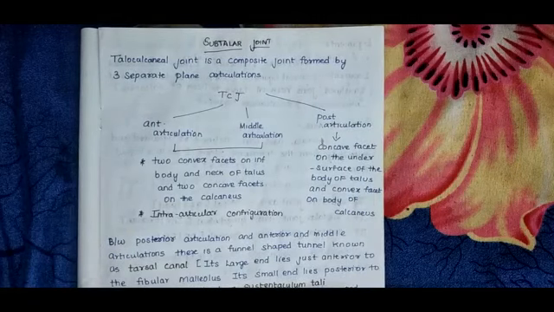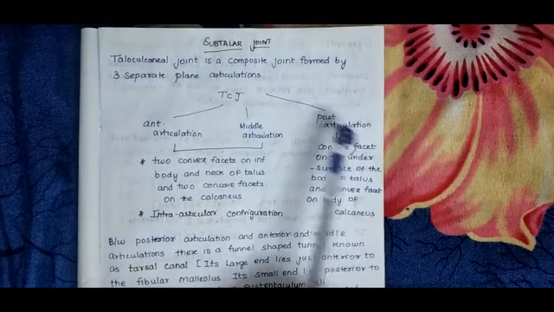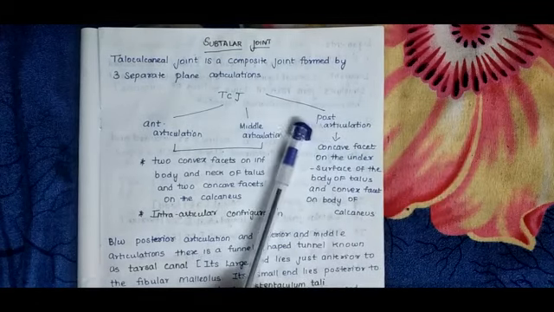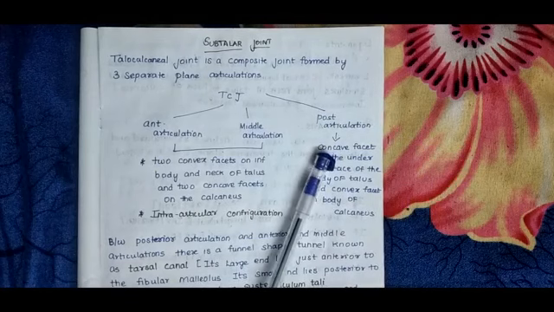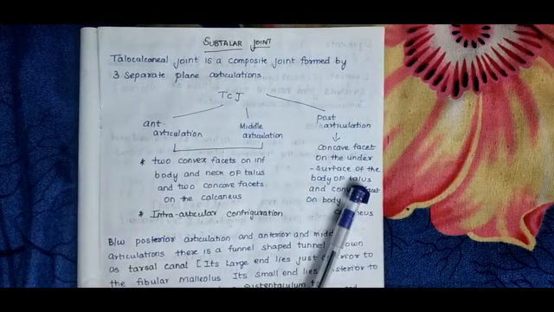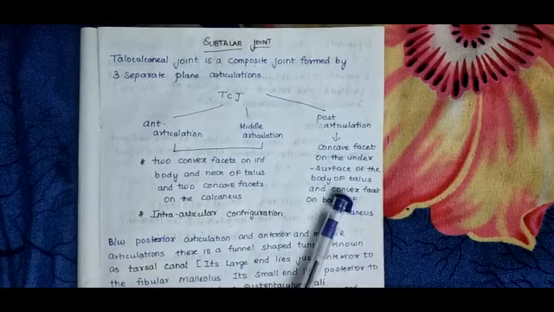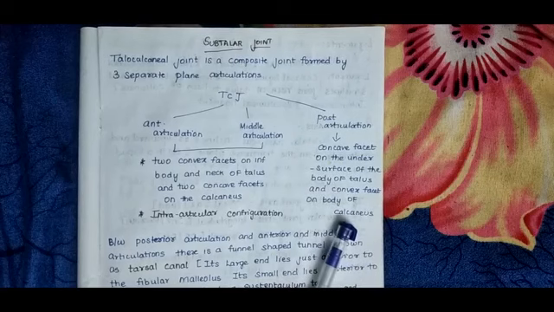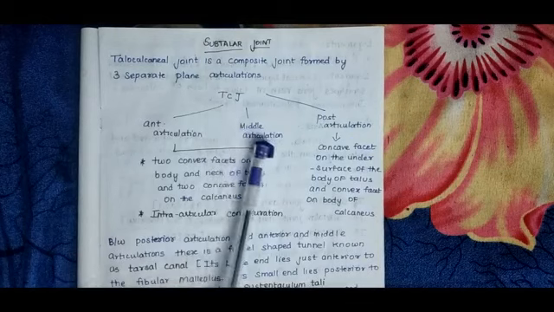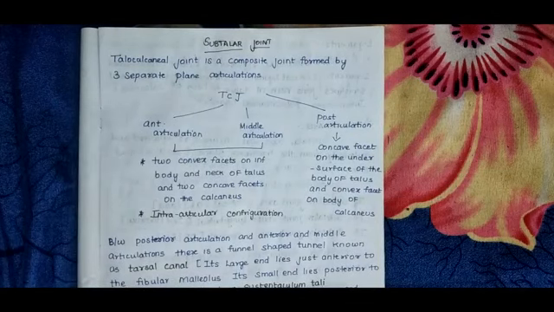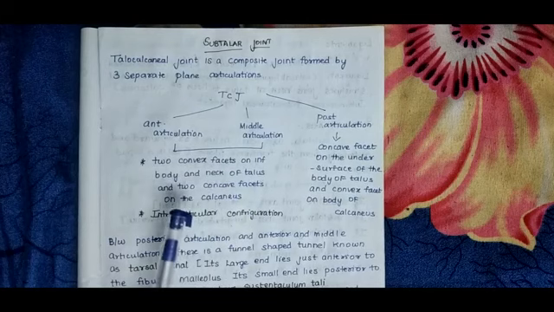First, let us discuss the posterior articulation. Listen carefully. In the posterior articulation, the concave facet is present on the talus, whereas the convex facet is present on the calcaneum. The exact reverse occurs in the anterior and middle articulation, where convex is on the talus and concave facet is on the calcaneum. If you remember one, you can remember the other.